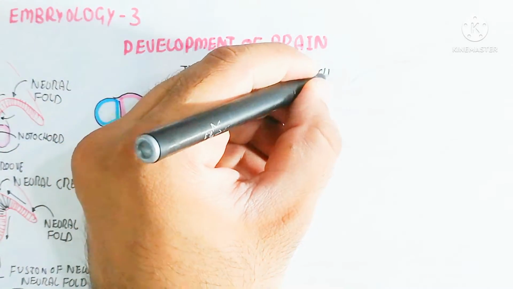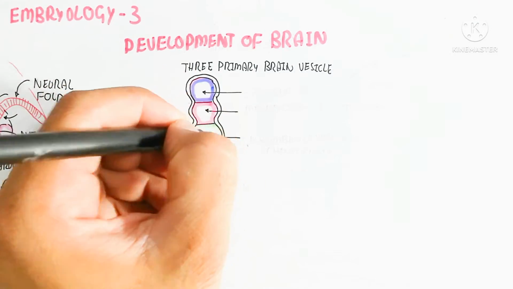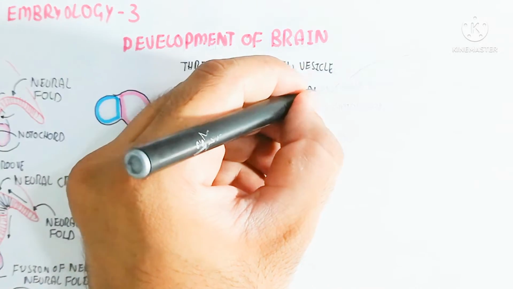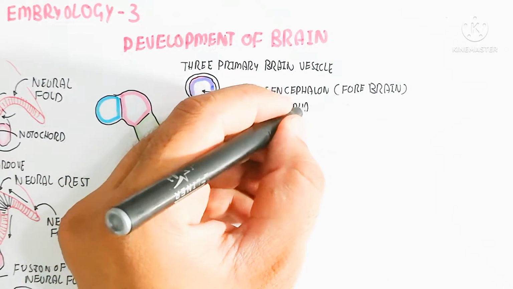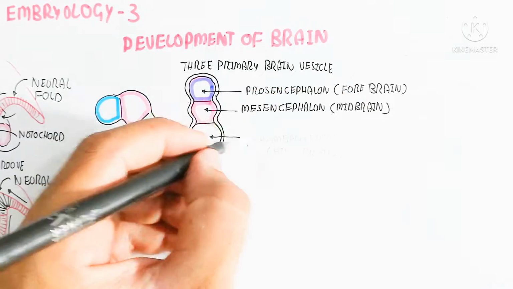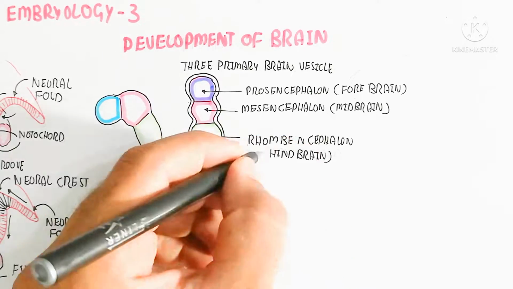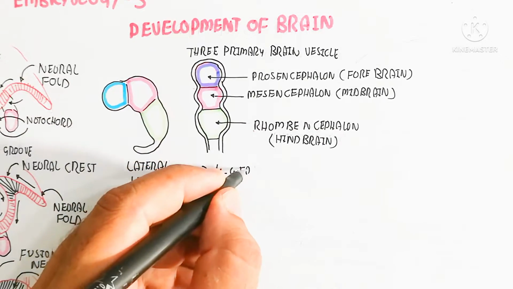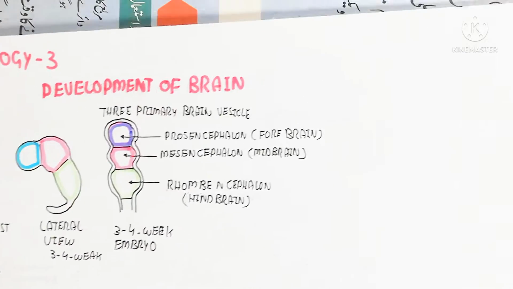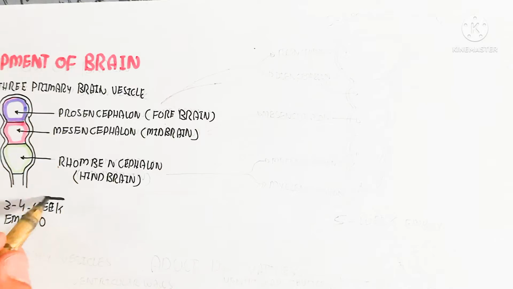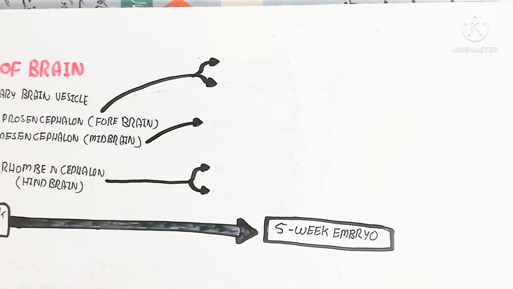This is the prosencephalon, the precursor of the forebrain; the mesencephalon is the precursor of the midbrain; and the rhombencephalon is the precursor of the hindbrain. The three parts of the brain we will discuss later in this video. So remember, after this the prosencephalon or forebrain will divide into two ventricles. In this way, the five secondary brain vesicles form from the three primary brain vesicles.